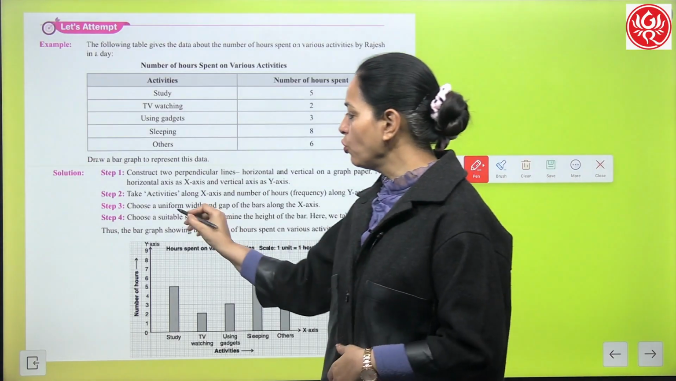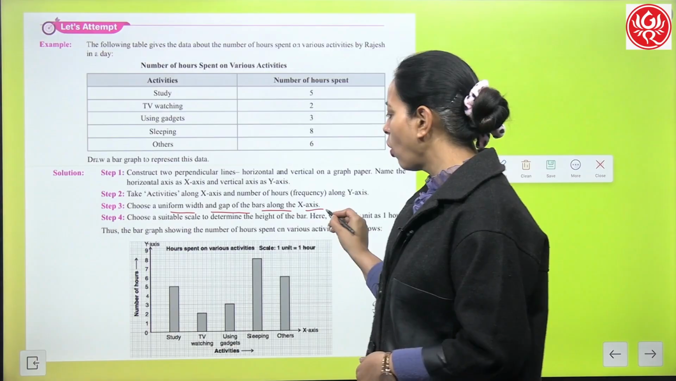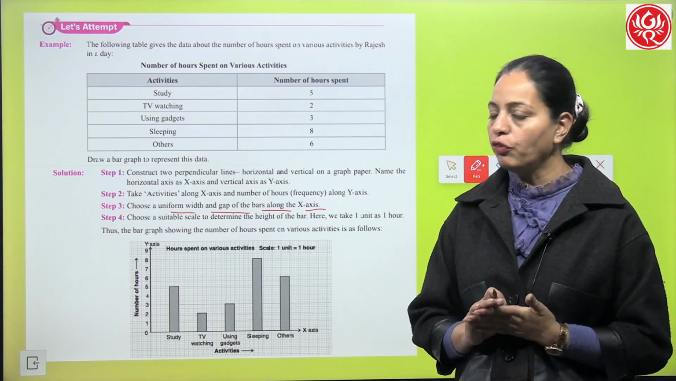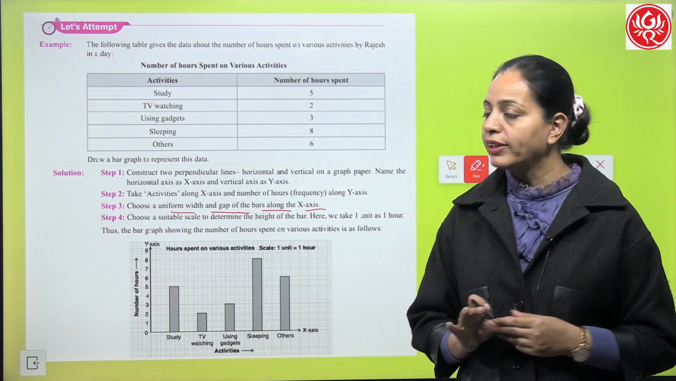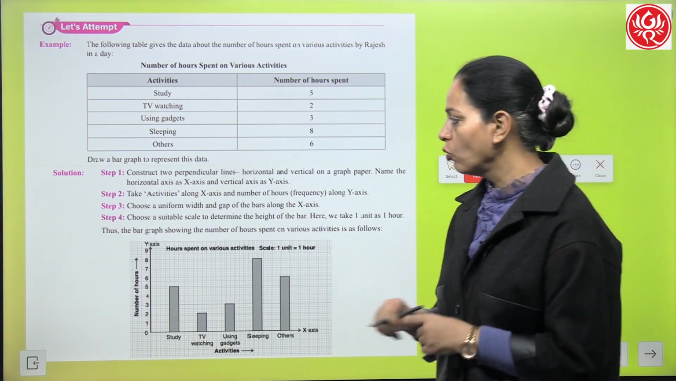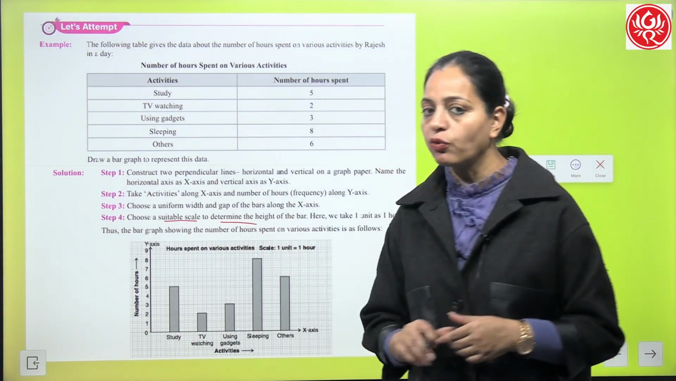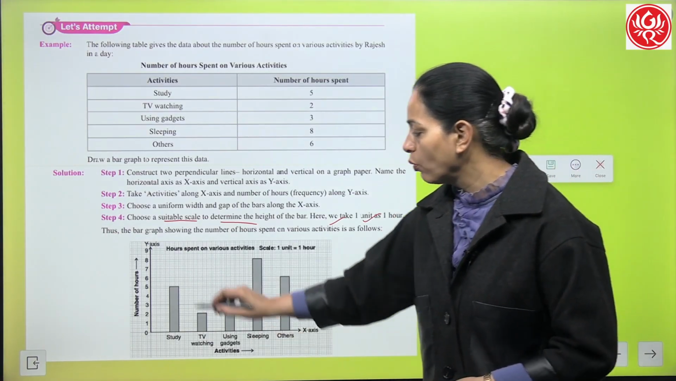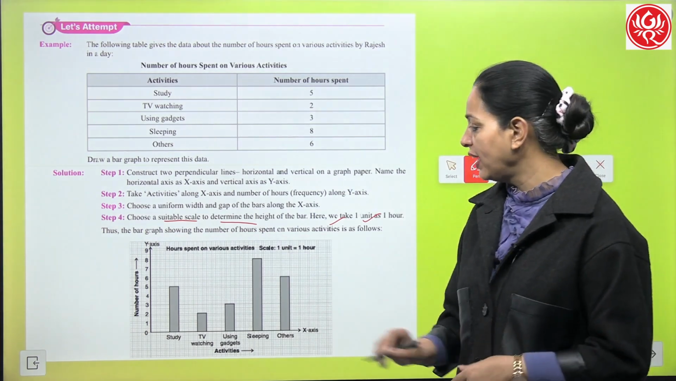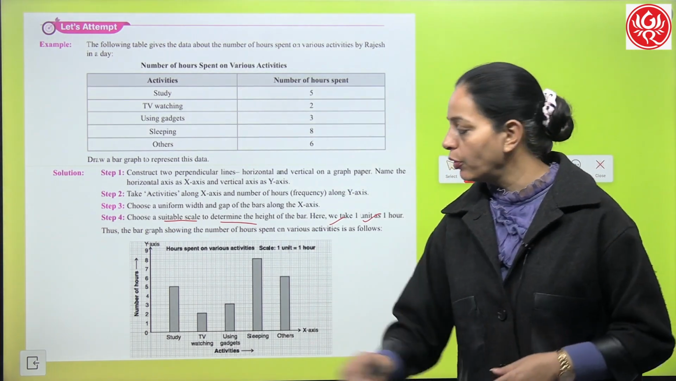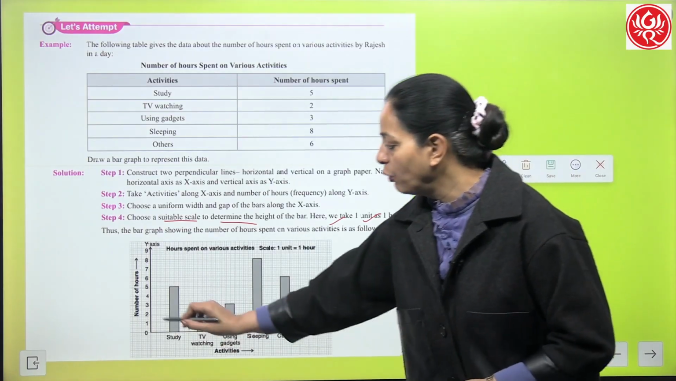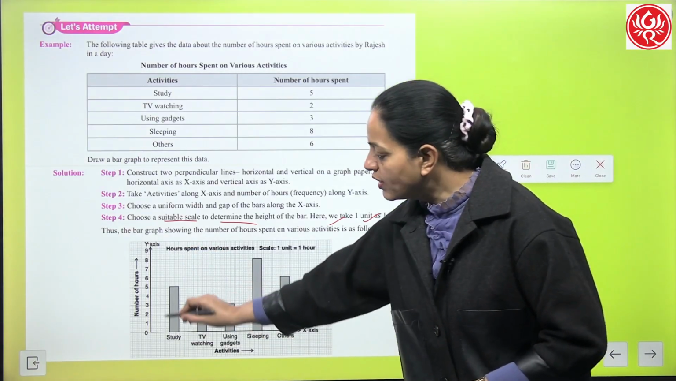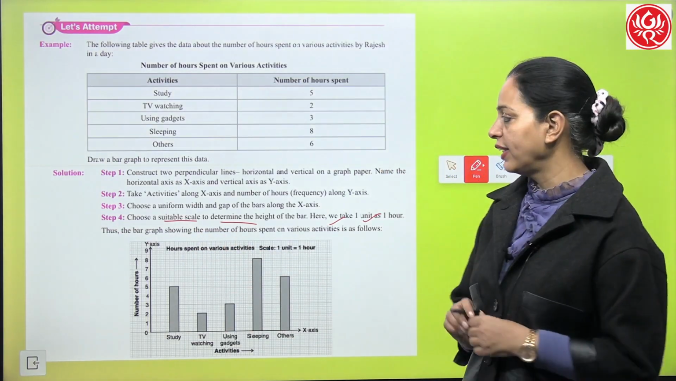Now step 3. Choose a uniform width and gap of the bars along the x-axis. जो भी हम बार्स लेंगे उनकी width that should be uniform और जो उनके बीच में gap होगा that should be same, right? Step 4. Choose a suitable scale to find the height of the bar. Here we take 1 unit as 1 hour. So here what to do? हमें choose करना है scale. So 1 unit equals to 1 hour on y-axis. यानी 1, 2, 3, 4, 5, 6, 7, 8, 9 equal distance पर हम इन्हें mark कर देंगे, right?